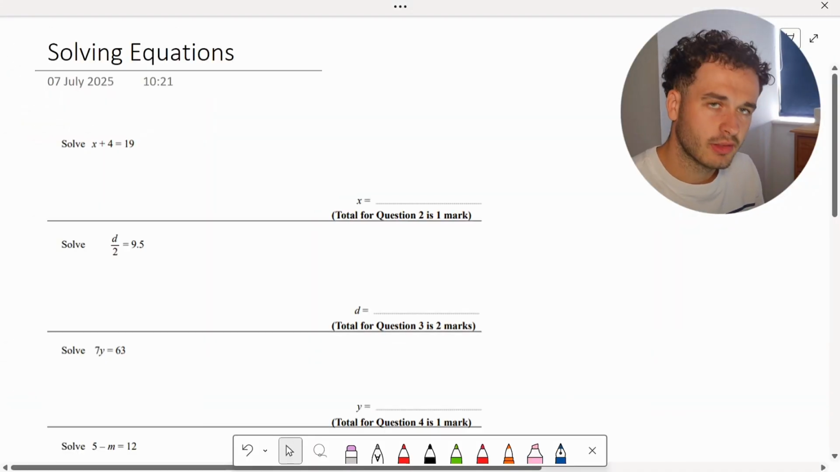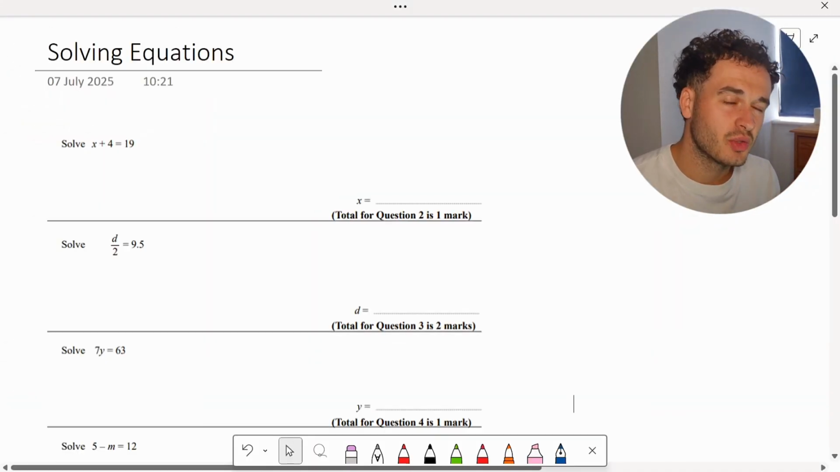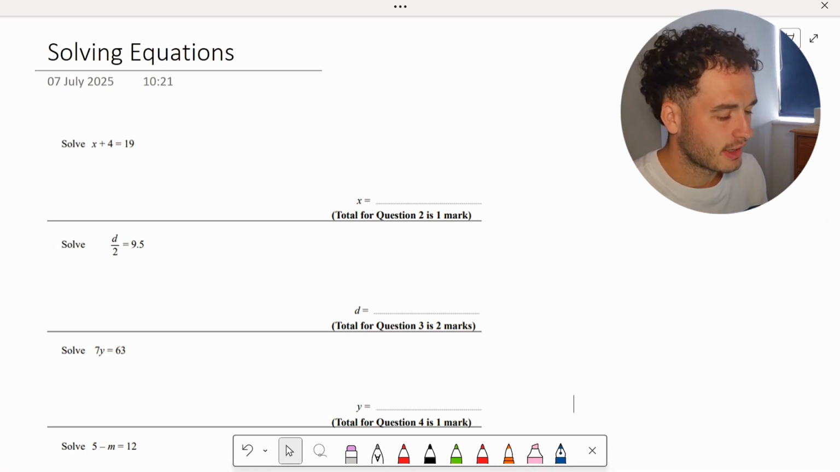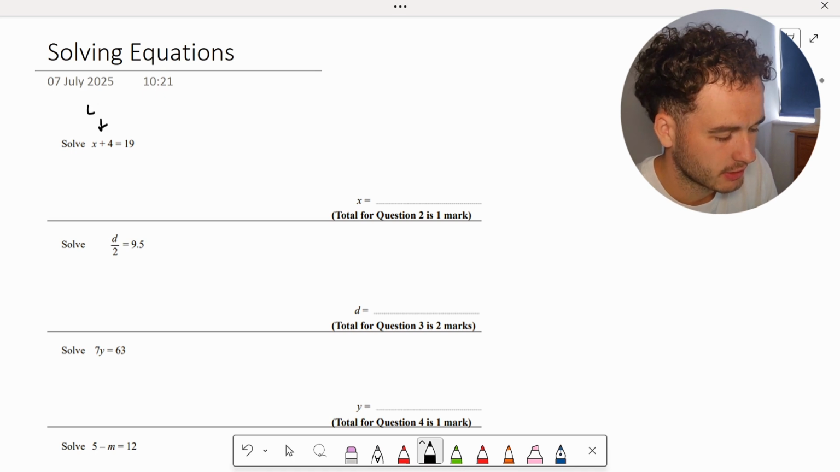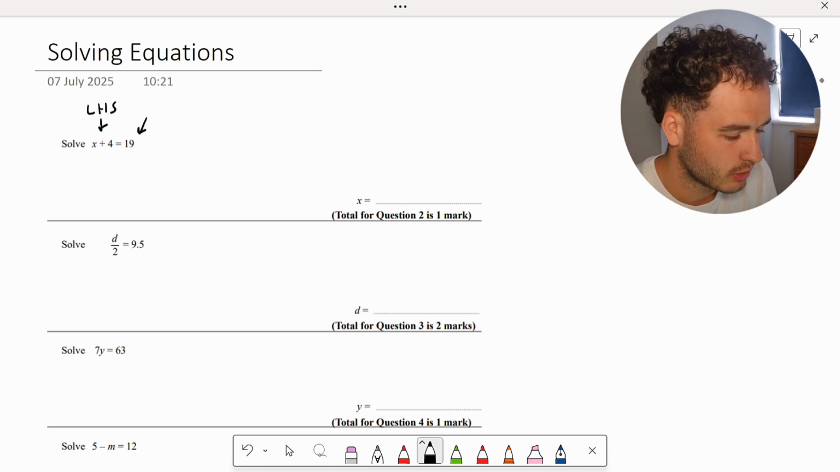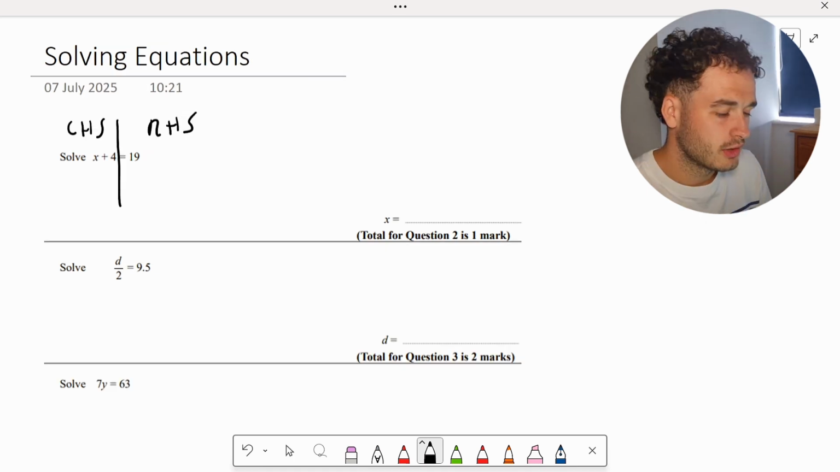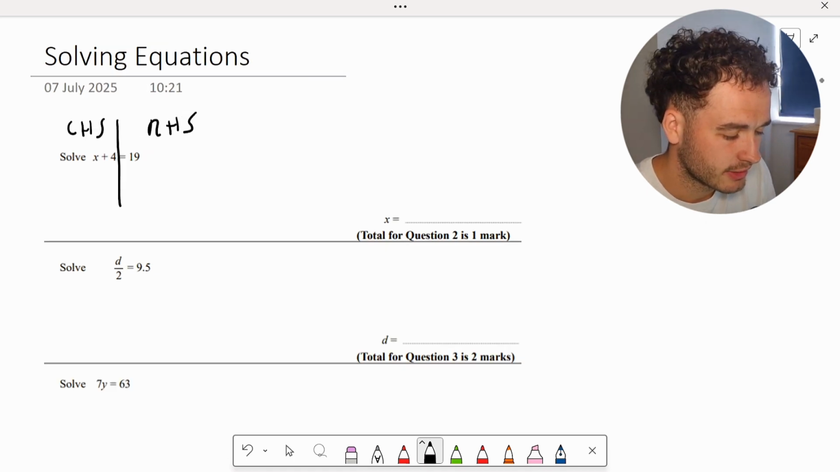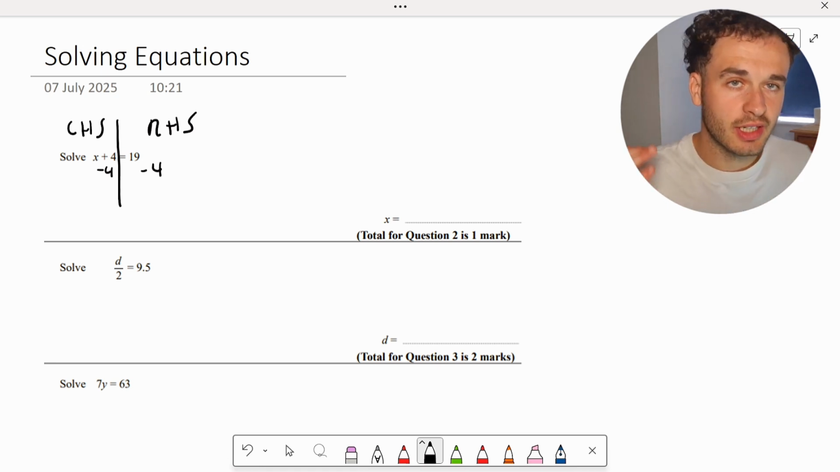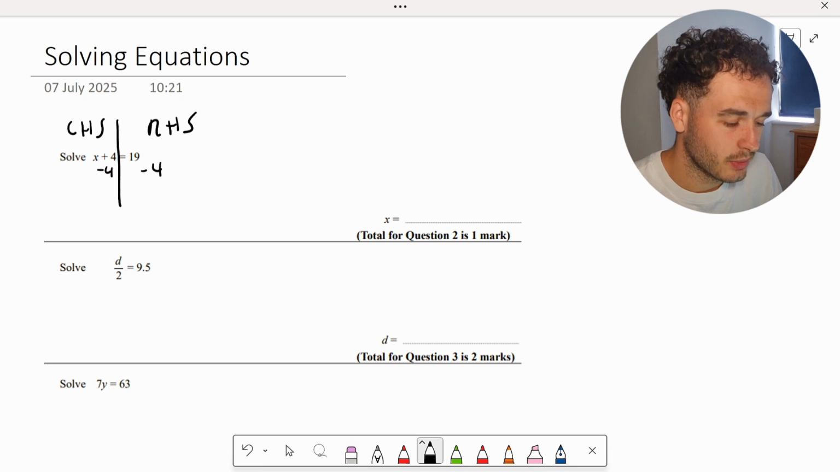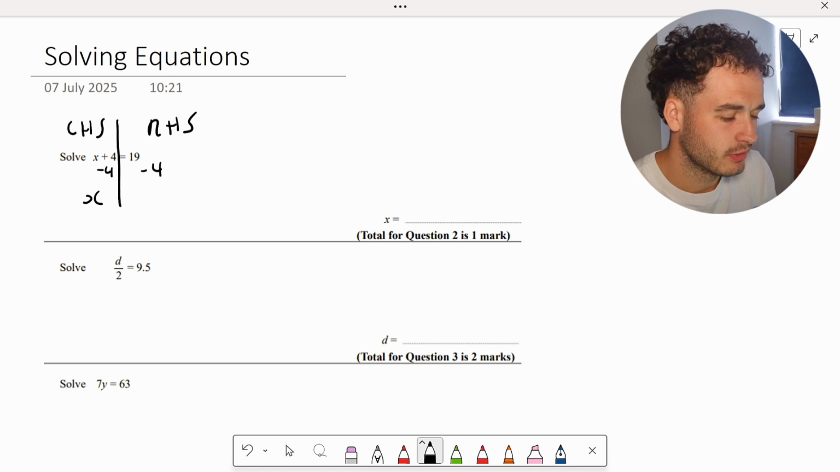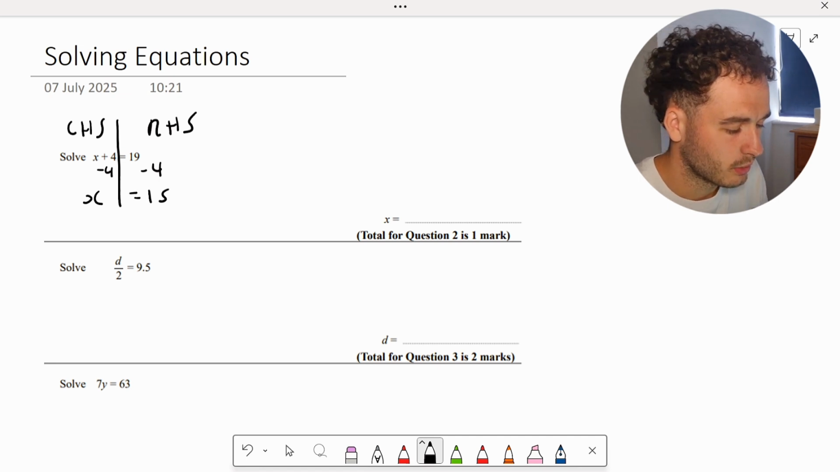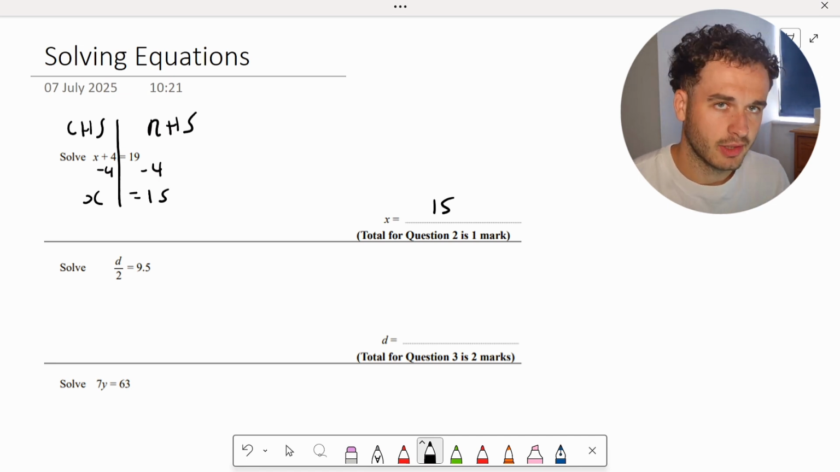Solving equations, there's two golden rules that you need to understand. Firstly, whatever you do to the left-hand side of the equation, you must do to the right-hand side of the equation. So for example, in this case, to find x, we will take away 4 from both sides of the equation. You don't just do it to the left-hand side, you do it to the right-hand side as well. So x plus 4 minus 4 leaves us with x, and 19 minus 4 is just 15. So x equals 15. Okay?